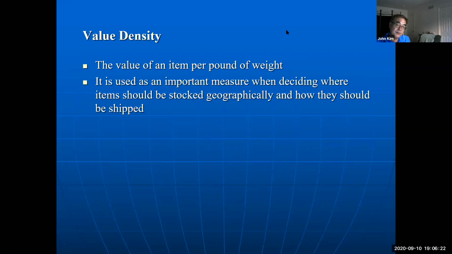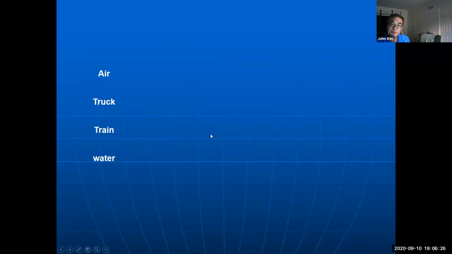Next slide. Transportation method. We may use air, a truck on the highway, a train on the railway, and then water, ship. And then speed, volume, and cost, value density.